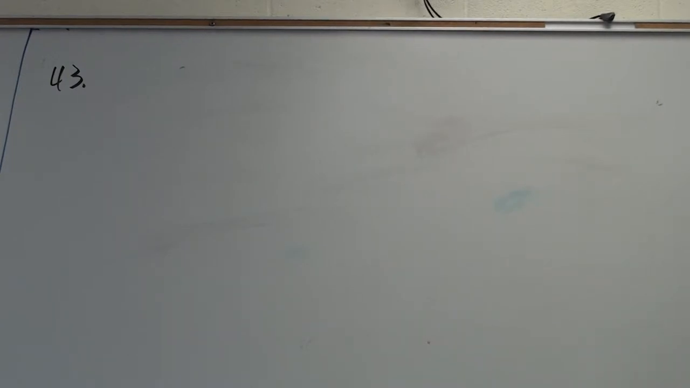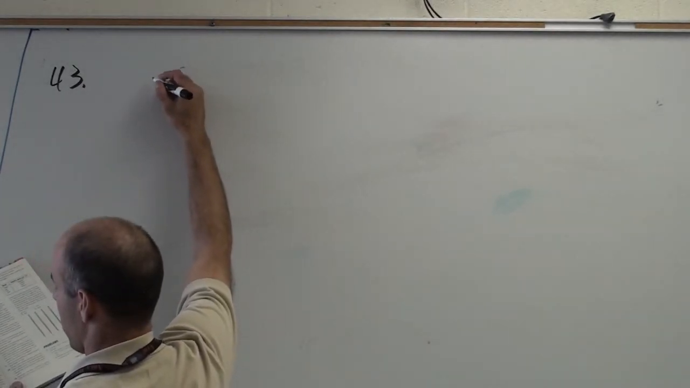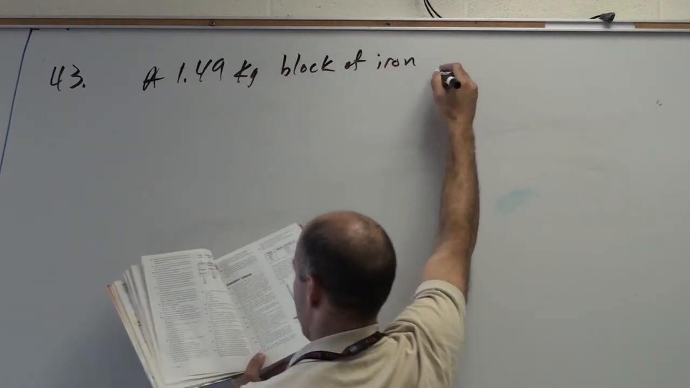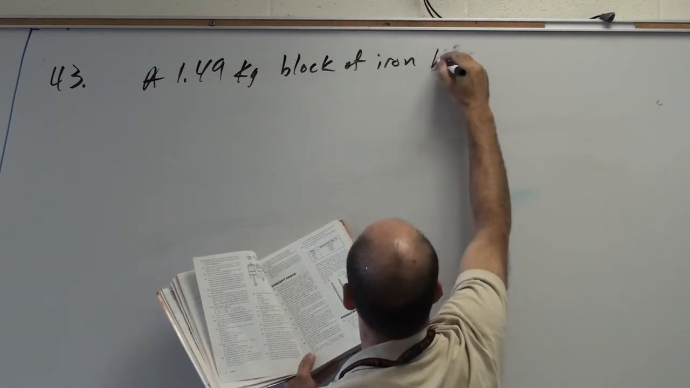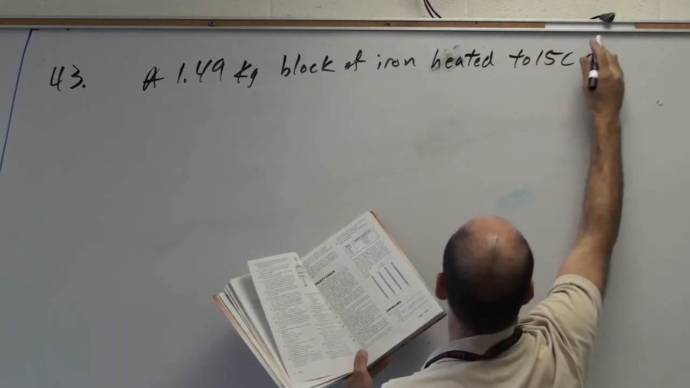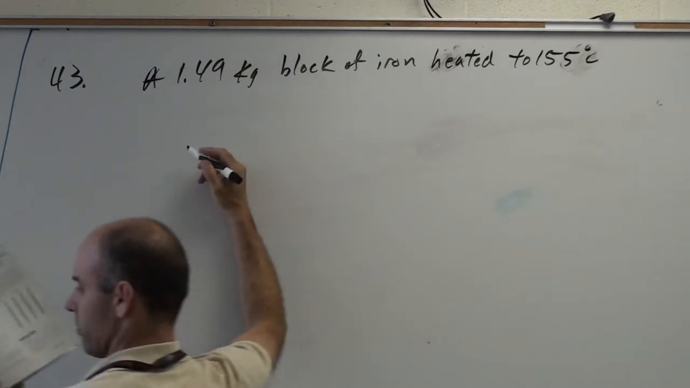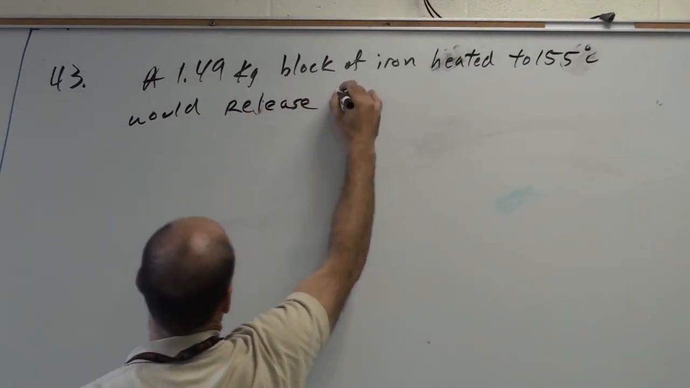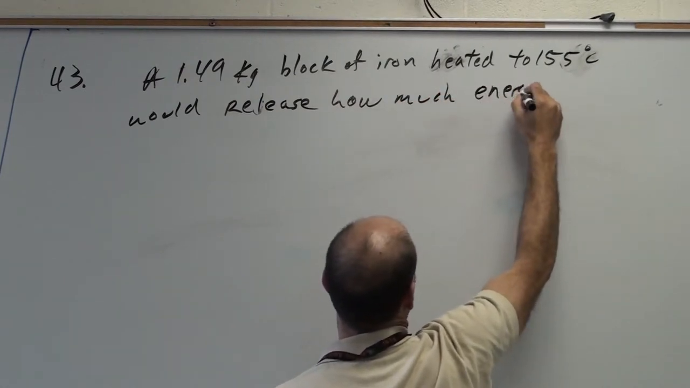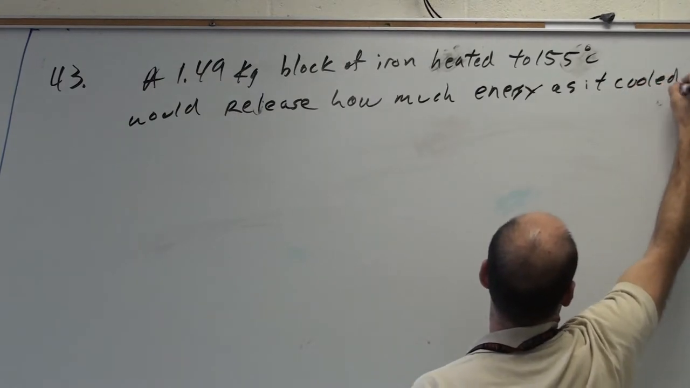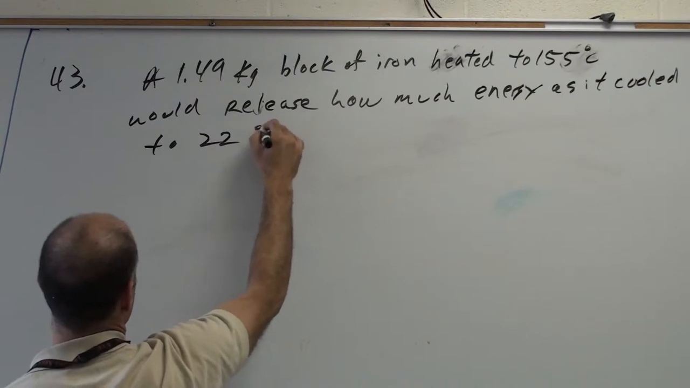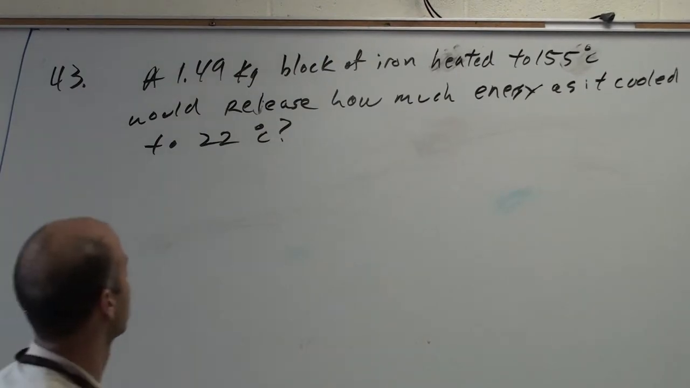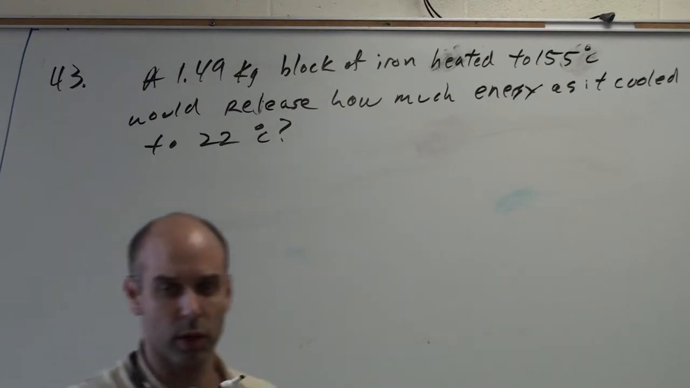But you can use heated bricks or blocks of iron. And so it says, a 1.49 kilogram block of iron heated to 155 Celsius would release how much energy as it cooled to 22 degrees Celsius? So we have a 1.49 kilogram block of iron, it's heated to 155. How much energy would be released as it cooled to 22 C?